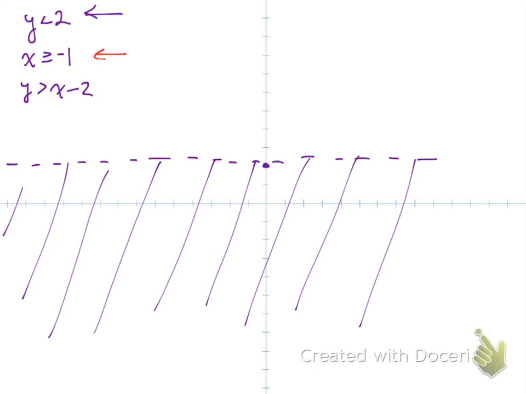x is greater than or equal to -1. So right here is where x equals -1. Greater than or equal to, we're going to need a solid line. I'll extend that a little further. And then greater than or equal to -1 is going to be shading to the right.